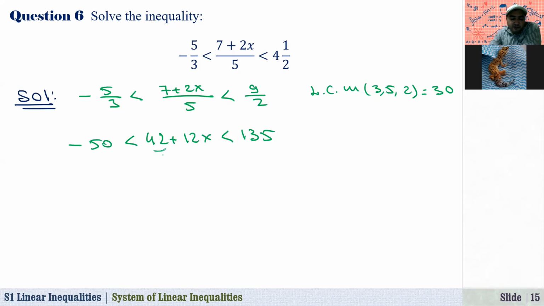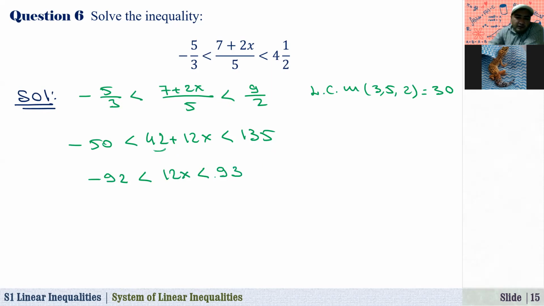How can I eliminate this 42? I will subtract 42 from all sides. So this time here we have minus 50 minus 42, that is minus 92. And 42 plus 12x minus 42 is just 12x. And 135 minus 42, that is 100 minus 7, that's equal to 93.